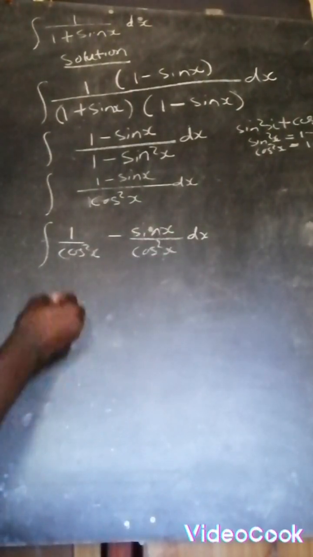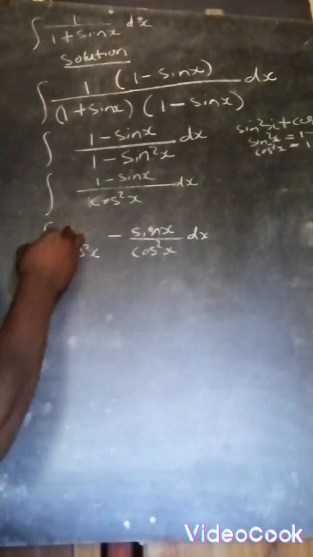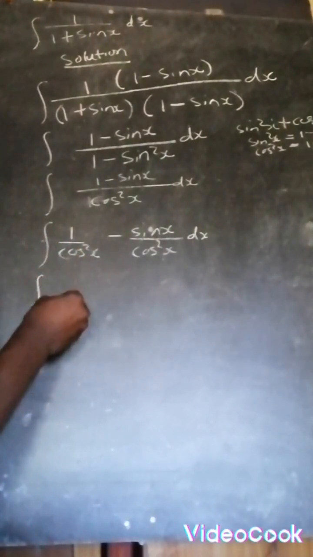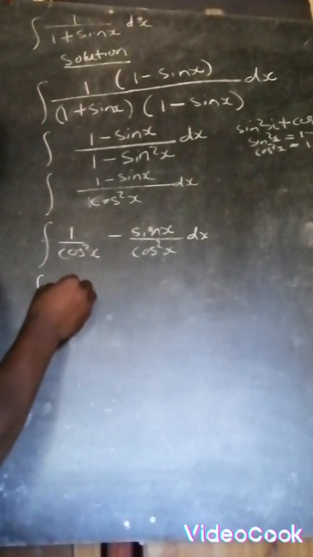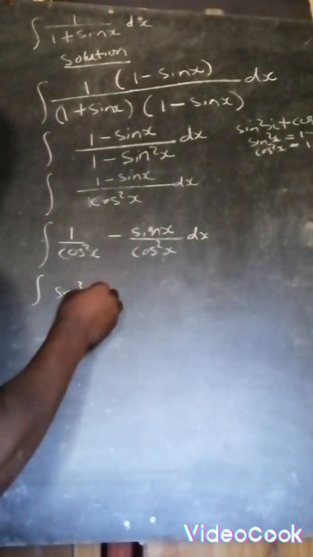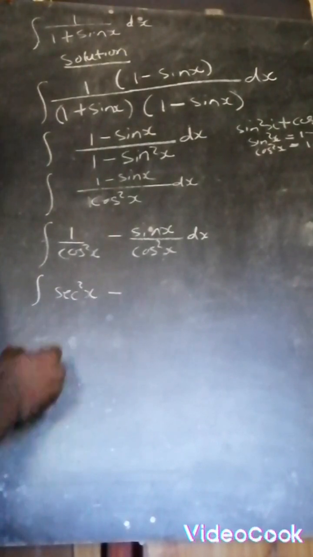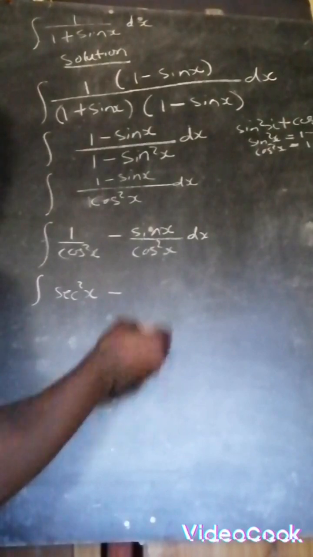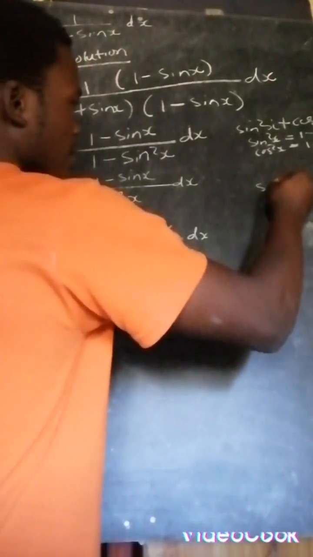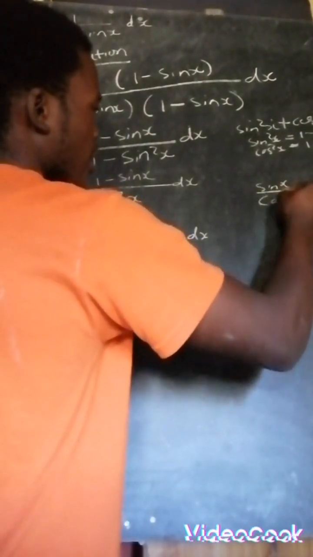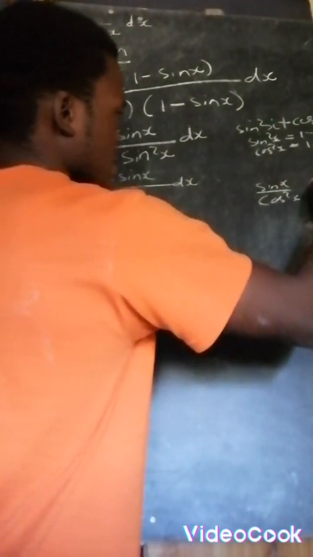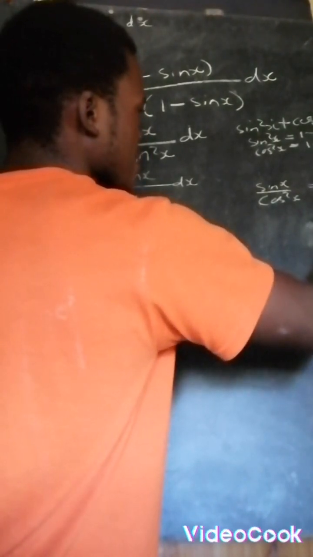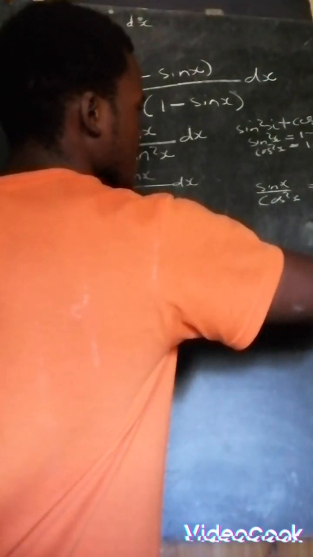Okay, so what's my next move? I'm now going to say integral 1 over cos squared. If you still remember from the identities, this is sec squared x. Then I write sec squared x minus, then this is sine x over cos squared x. Sine x over cos squared x is just the same as sine x over cos x times cos x.